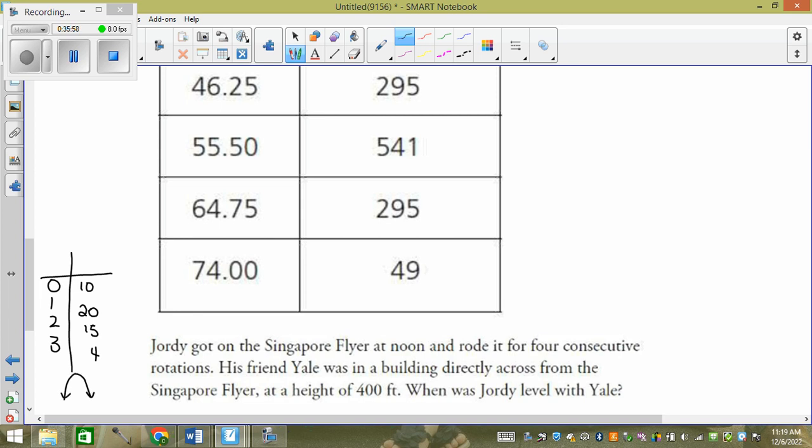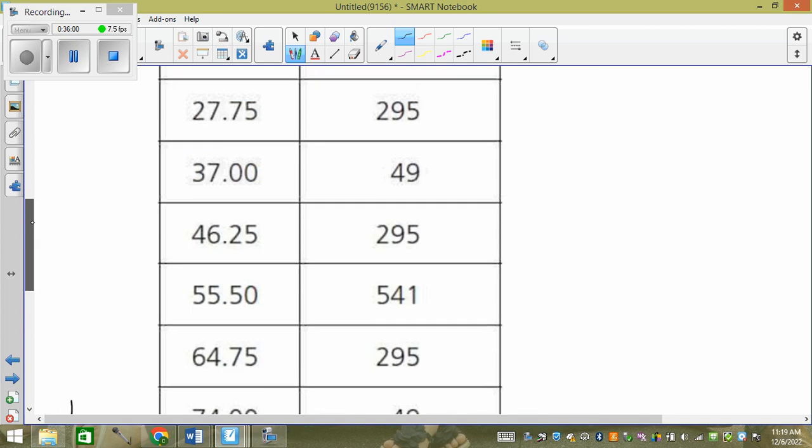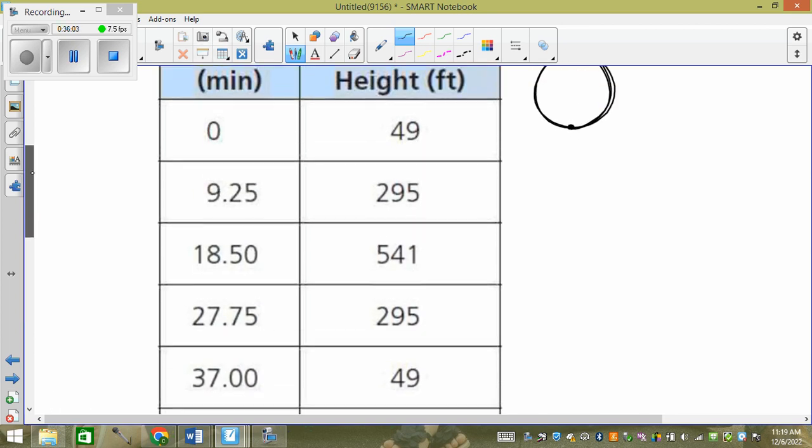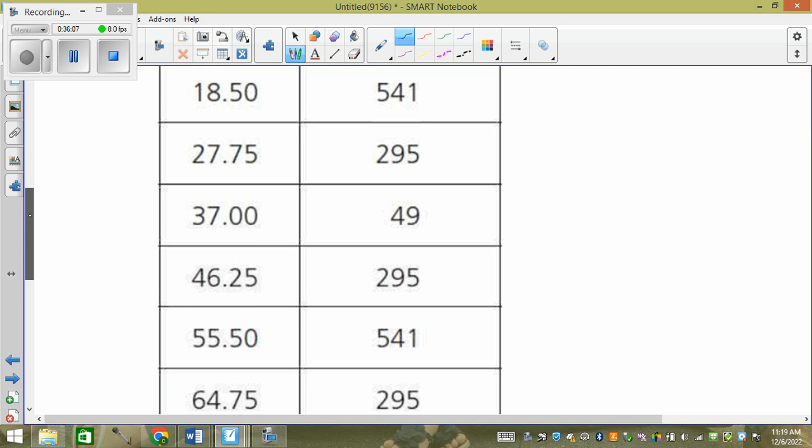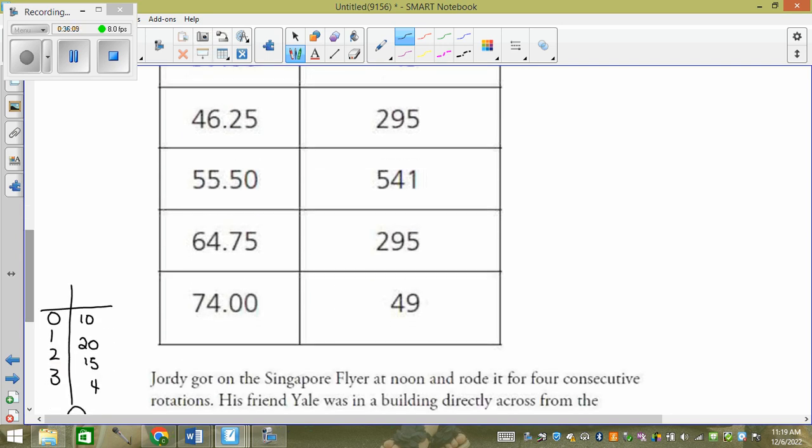How you can tell the difference between a quadratic and a sinusoidal is if you look at the table, we're going 49 to 295 to 541 to 295 to 49 to 295 to 541 to 295 to 49. We're actually making that curve, correct? So if you're going up, then down, then back up again, then back down, it's a sinusoidal regression. They don't even have to tell you. You should be able to tell.